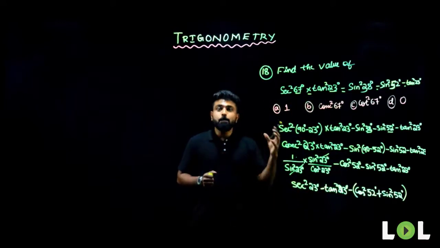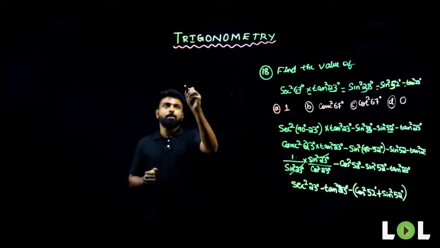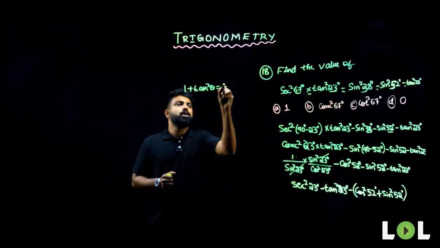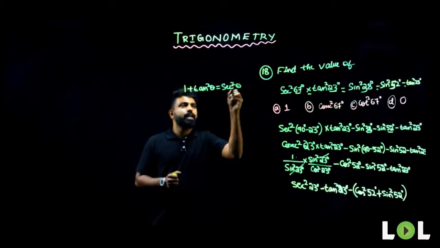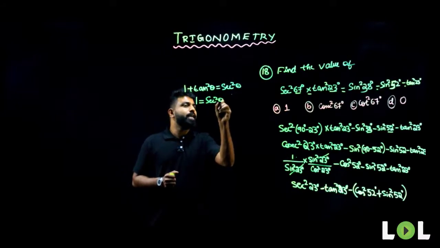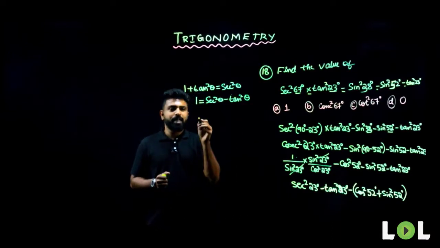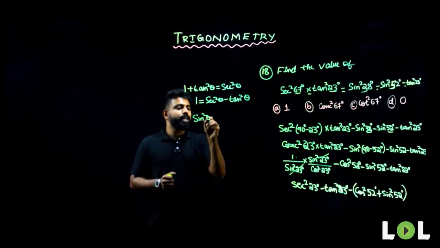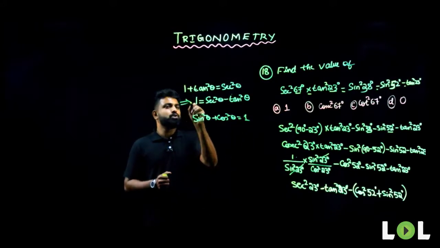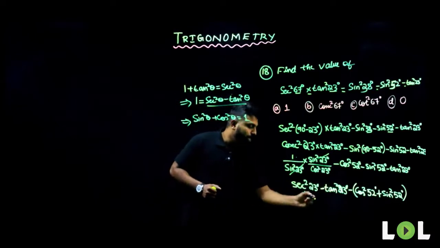Now, from the important identity that I've told you, what do we have? We have that 1 plus tan square theta is equal to secant square theta. Now, what will 1 be equal to? Secant square theta minus tan square theta. Similarly, from our first identity, what do we have? Sin square theta plus cos square theta is equal to 1. From these two, what can I write? Secant square theta minus tan square theta is 1.